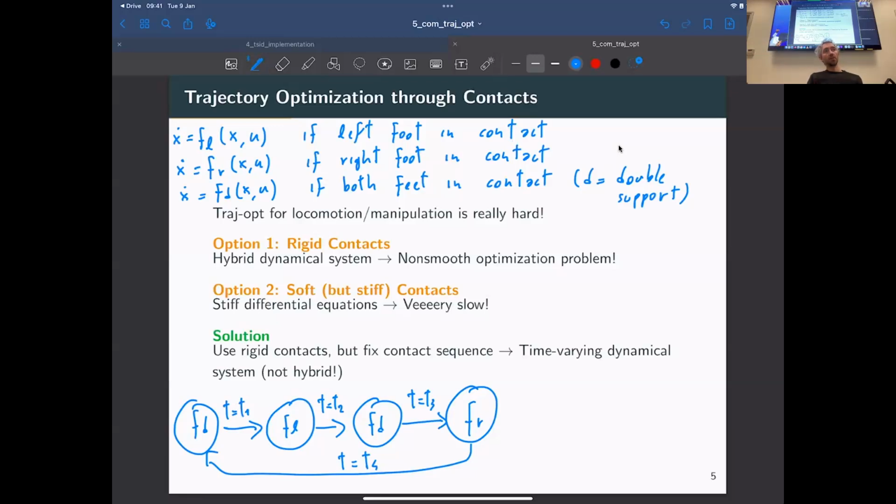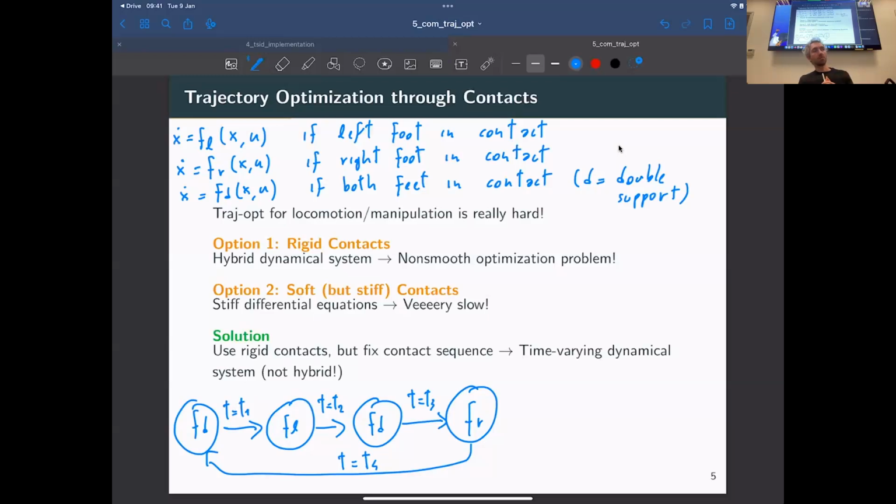So when you have this kind of dynamical system, well, that's just a time-varying system. So it's no longer a hybrid system. It's no longer non-smooth. So you can apply standard trajectory optimization techniques, even if you have a system with contacts. Of course, by doing that, you lose the ability of automatically discovering which contacts you make and break. So you're giving up on something, but you gain differentiability, and so you gain basically in terms of speed at which you can solve the trajectory optimization problem.